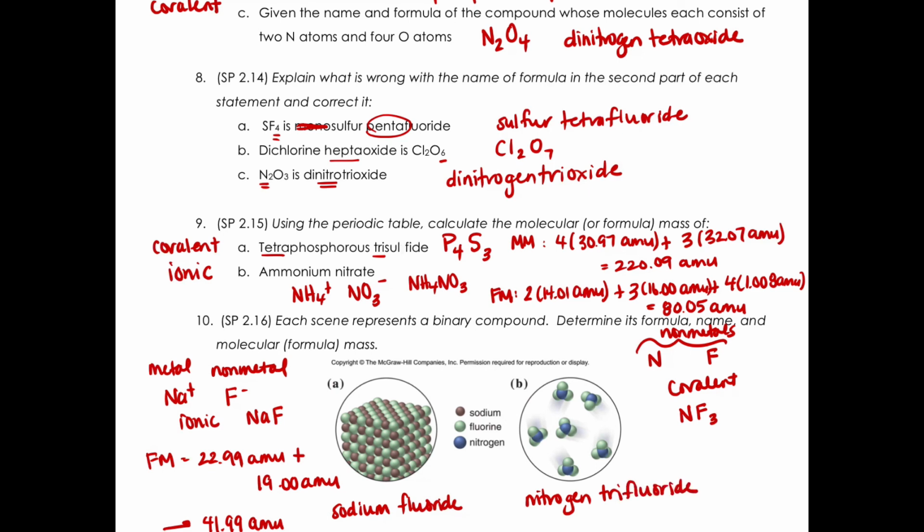If we figure out the molecular mass for this, because this is a covalent compound, we're going to have molecules. We can take that there is 1 nitrogen at 14.01 atomic mass units plus 3 fluorines at 19.00 atomic mass units. Add those together and you get 71.01 atomic mass units for each nitrogen trifluoride molecule.